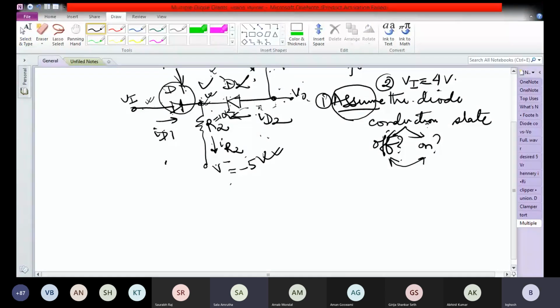Let us try to see. You can assume a different thing. There is no fixed way to analyze the circuit. Somebody can assume that diode D1 is on and carry out the analysis according to his or her way.